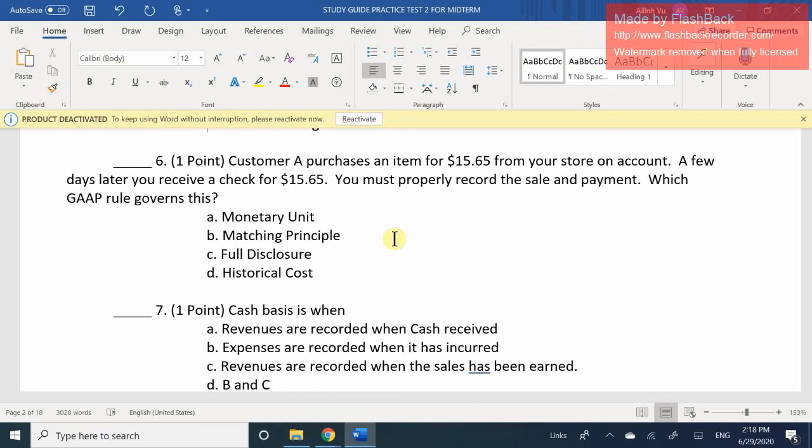Customer A purchased an item for $15.65 from your store on account. A few days later, you receive a check for $15.65. You must properly record this sale and payment. Which GAAP rule governs this? As in, you sold to your customer an item for $15.65, and you received a payment for $15.65. What have you done? A, monetary unit. B, matching principle. C, full disclosure. Or D, historical cost.